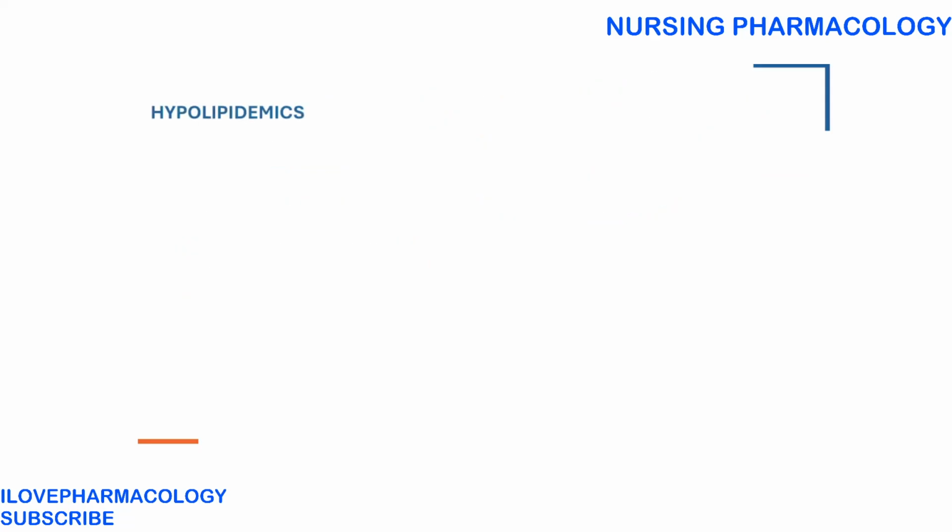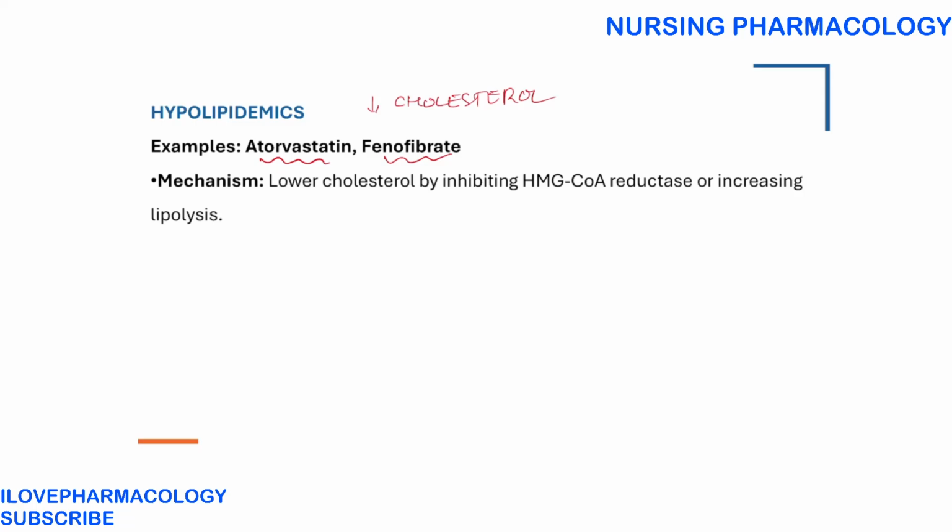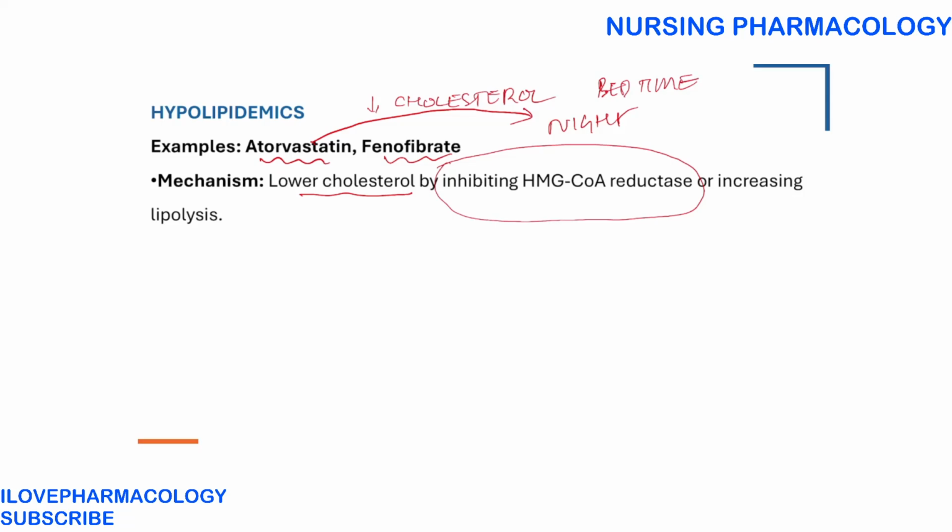So next, coming to the hypolipidemic agents, these are the drugs which decrease the cholesterol levels, or which decrease the fat. So we have examples such as atorvastatin and fenofibrate, and these drugs lower the cholesterol level by inhibiting the HMG-CoA reductase enzyme, which is the rate limiting enzyme, and this enzyme activity is more at night. So thereby atorvastatin is given during the night, that is during bedtime. During bedtime the dose will be given, and it also increases the lipolytic process.